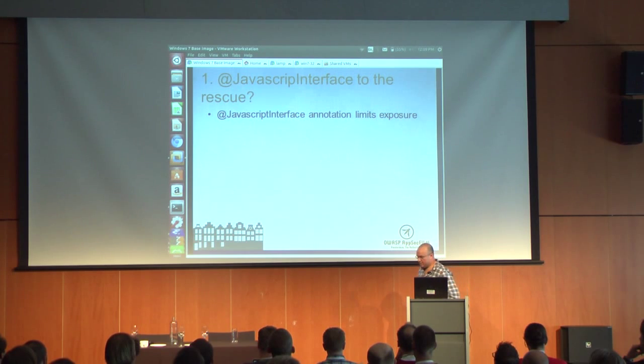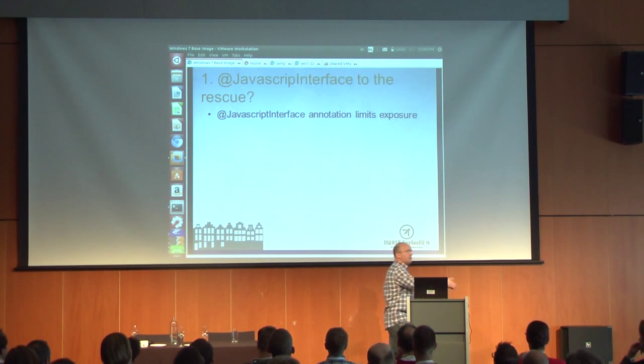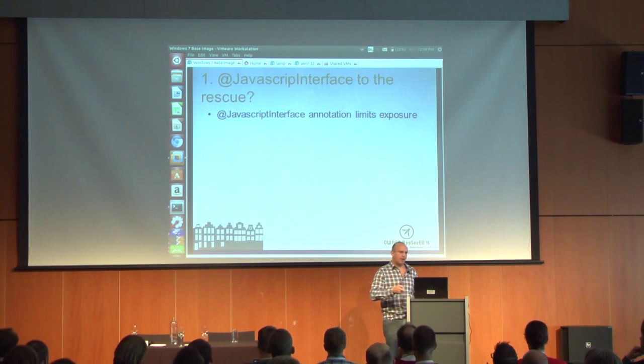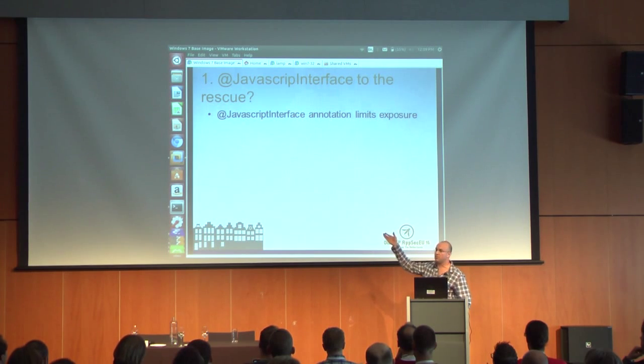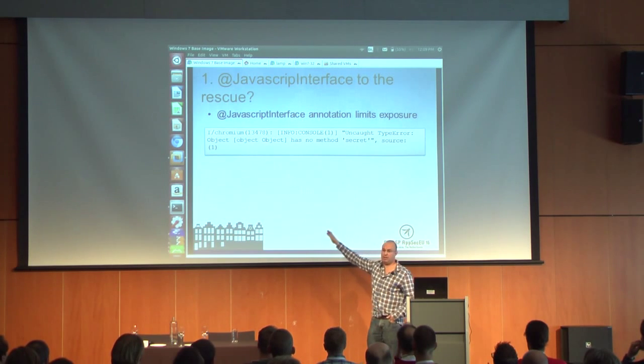So what Google did is they came up with a fix, and they said, well, from now on, you have to annotate your method. You have to put this @JavaScriptInterface on your method. And what the runtime did was it made a runtime check. So if you try to access a method on an object and it wasn't annotated with @JavaScriptInterface, then the runtime would say, you can't do that. That's not allowed.